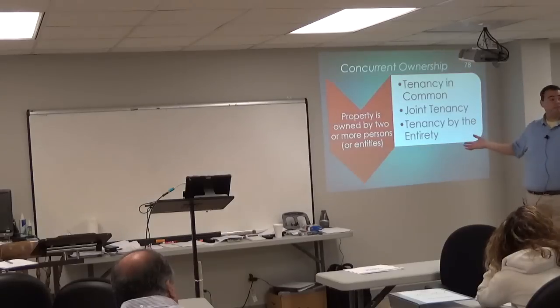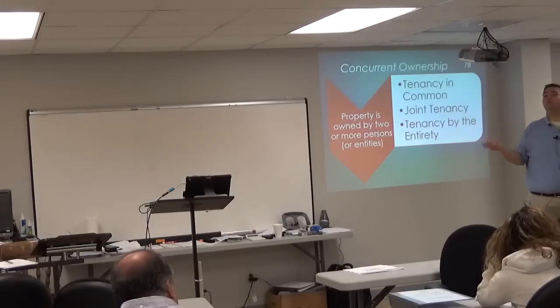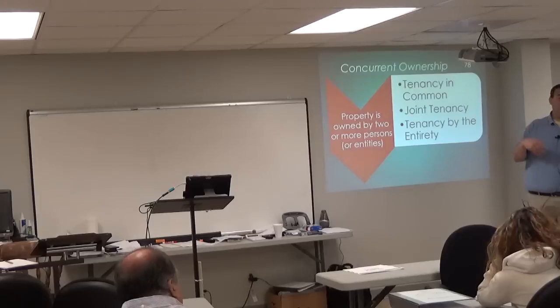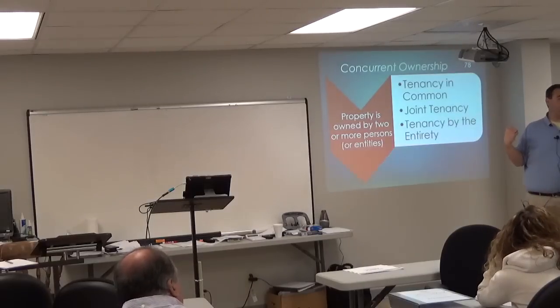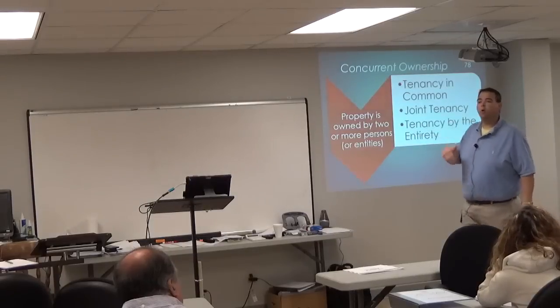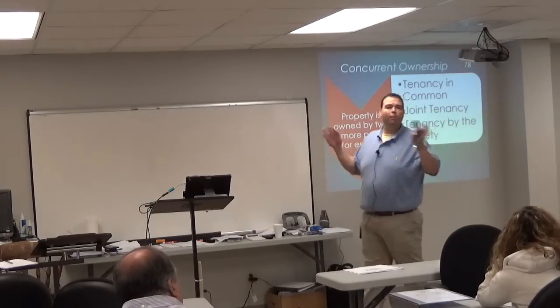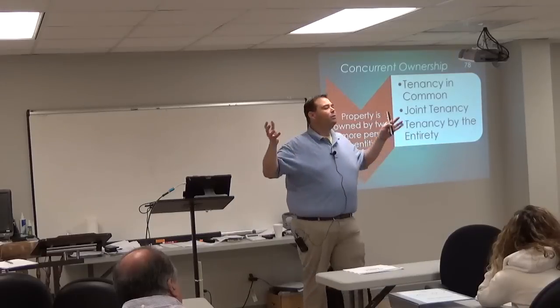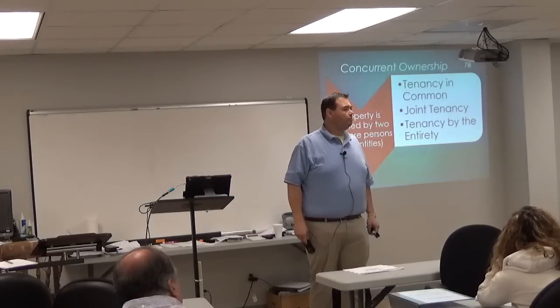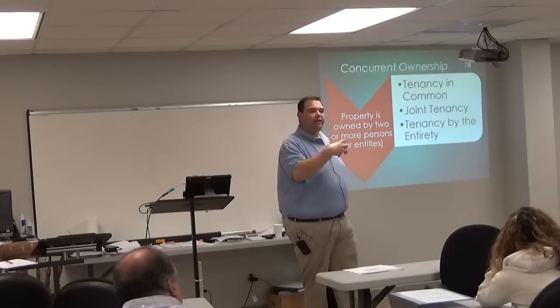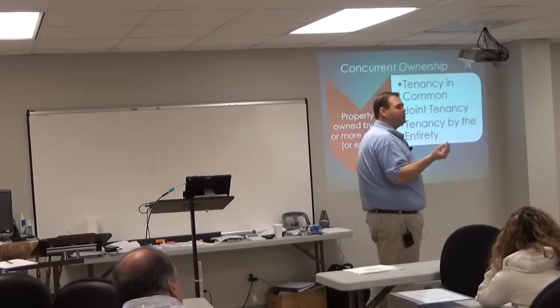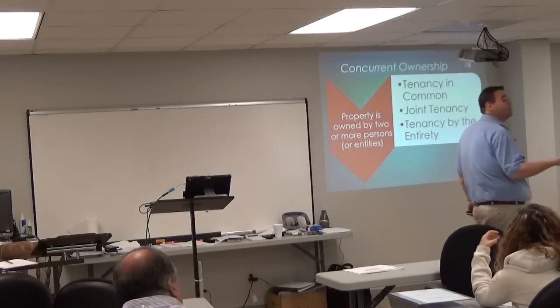One of these three is only available to people that are married. So if you're married, you automatically get one of these three. One of these three is available to people that are unmarried, but it's only available to them if they all buy at the same time and if they're going to be equal owners. So what you get as far as your ownership relationship is going to be determined by your situation.